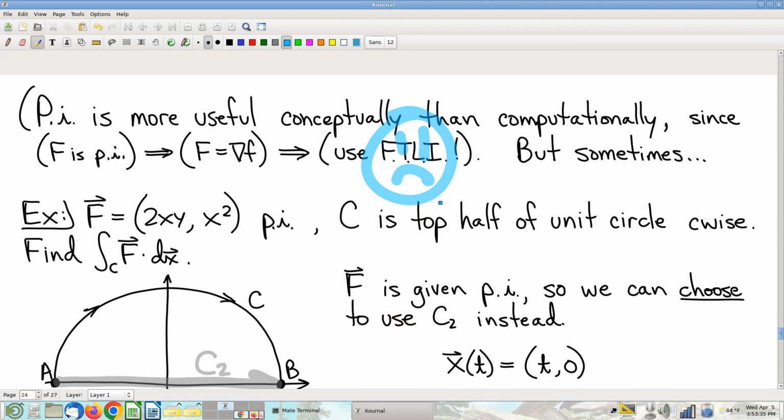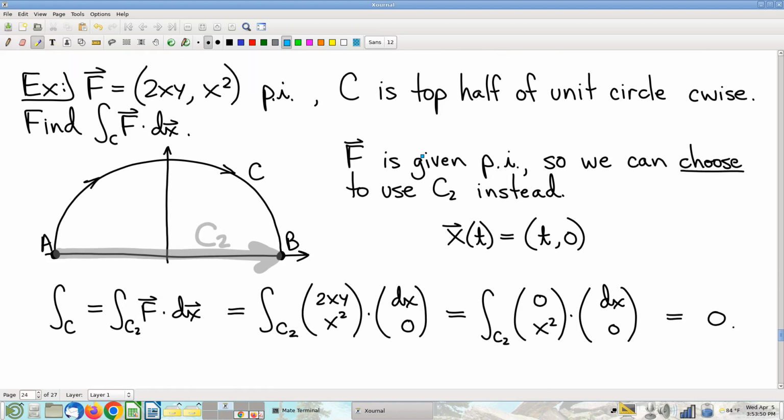Anyway, there are some cases where finding that antigradient is tough and possibly even intractable. And in those cases, path independence can be a useful tool. Here's an easy example. So here's a vector field. I'm going to take as a given that this is path independent. I'll explain in a couple of minutes how I know that this is path independent. For the moment, let's just take that as a given.